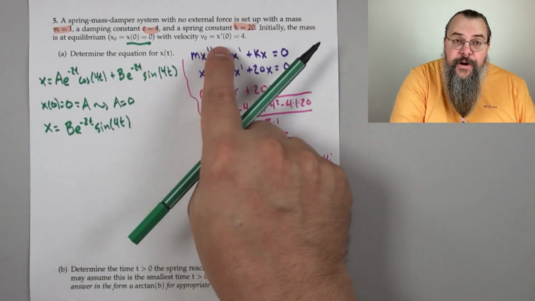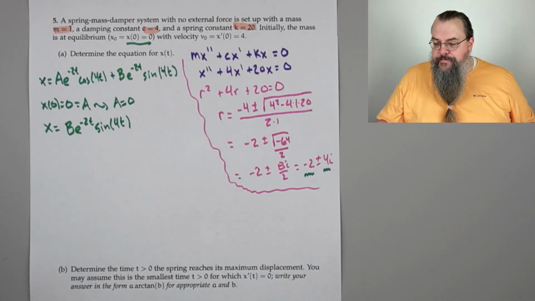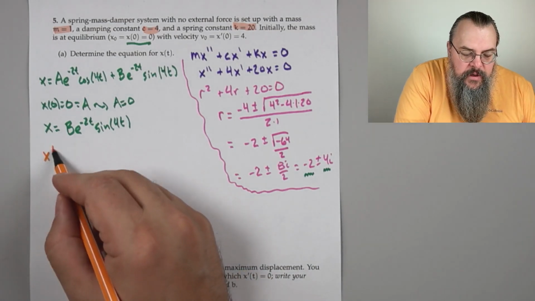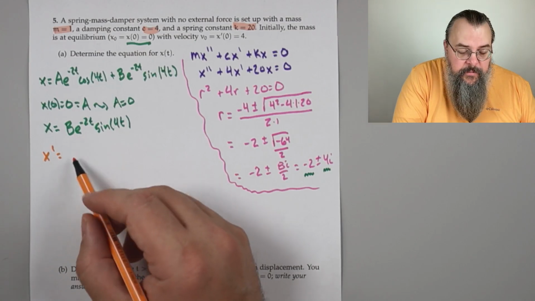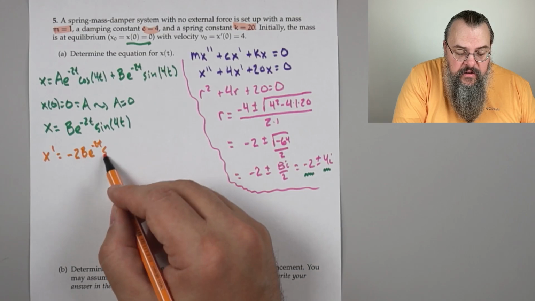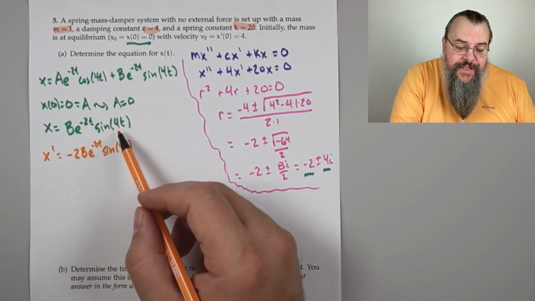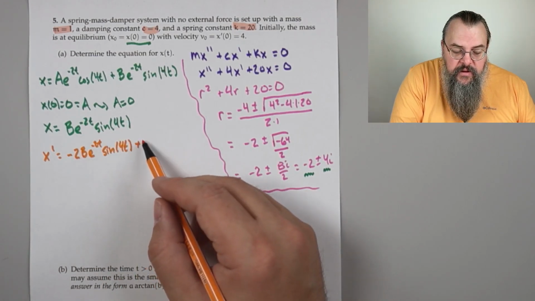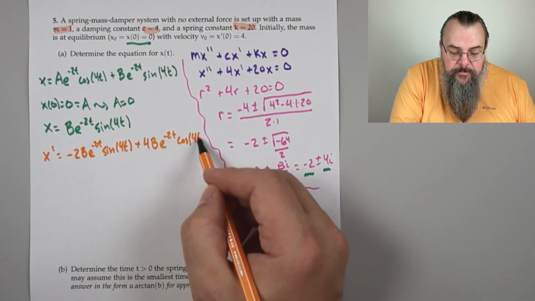Well, now we want to use our x prime, so to get there, we need to find x prime. So let's do that. We'll say that x prime, well, we'll have the derivative of the first, the derivative of e to the minus 2t, the minus 2 comes down: minus 2b e to the minus 2t sine of 4t. Then when we take the derivative of sine, we'll get cosine, the 4 comes out. So we're going to have a plus 4b e to the minus 2t cosine of 4t.